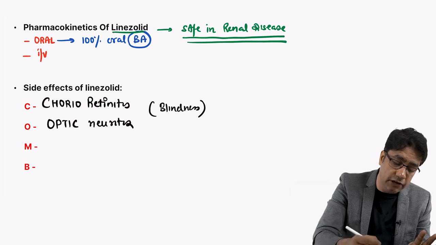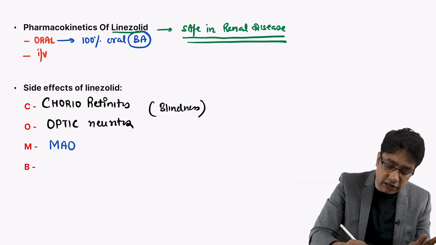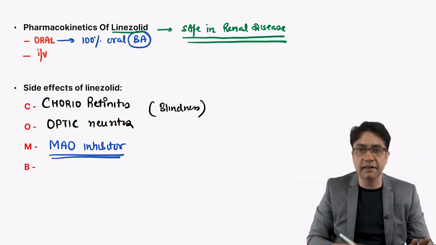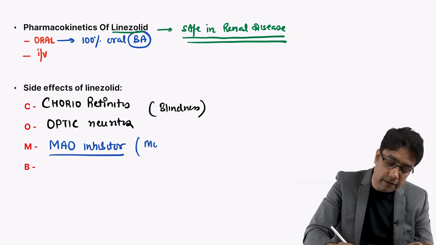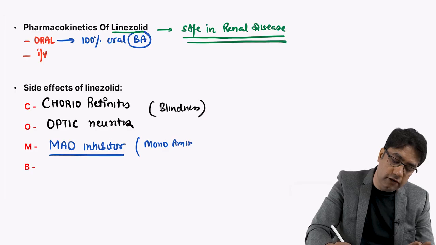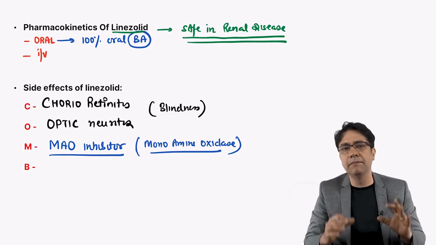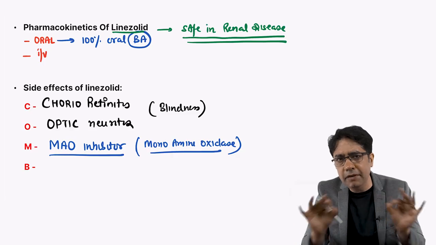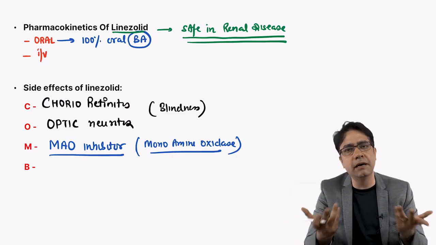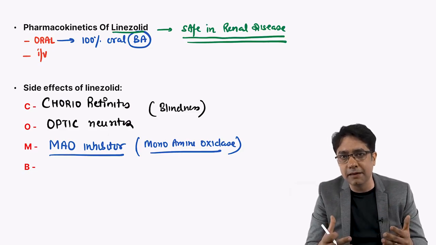Second, a very important MCQ: which antibiotic has the action of a MAO inhibiting enzyme? Which antibiotic is a MAO inhibitor? That is linezolid. MAO stands for monoamine oxidase enzyme. Remember, the MAO enzyme degrades various molecules in our body.